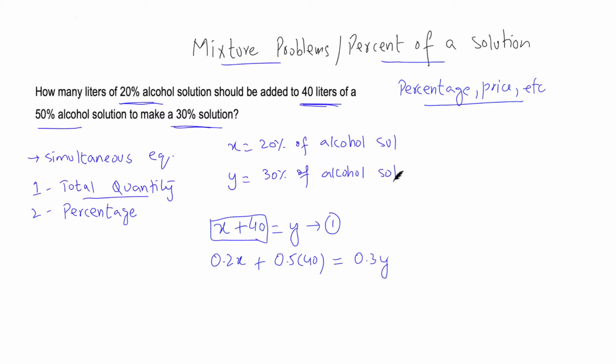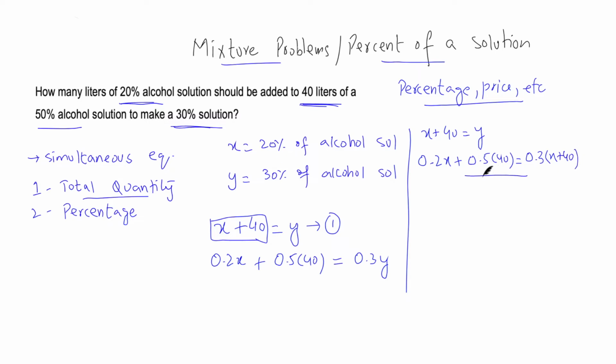That's it. Let's do that. Let me do it over here. So the first equation is X plus 40 equals Y, and the second equation is 0.2X plus 0.5 into 40. You need to calculate this. I'll just write it as it is, equals 0.3 times (X plus 40). There you go. This is what you need to solve.